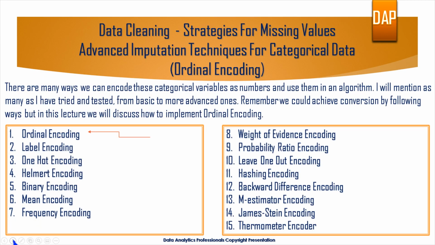Now, there are many ways we can encode these categorical variables as numbers and use them in our machine learning algorithms. And I will mention as many as I have tried and tested, from basic to more advanced ones. Remember, we could achieve this conversion in the following ways, and in this lecture we will discuss how to implement ordinal encoding. So these are methods we could use. Well, mostly people pick ordinal encoding, label encoding, and one-hot encoding is really famous, but each has its pros and cons. But let's discuss ordinal encoding in this lecture.